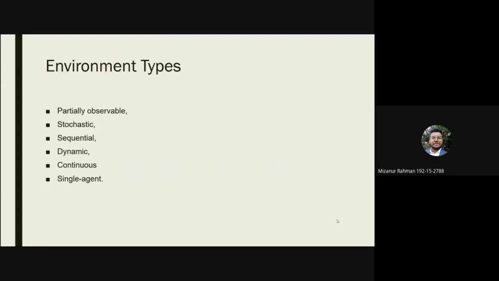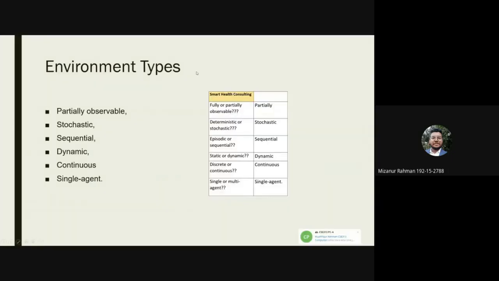So, fully versus partially observable. An environment is fully observable when the sensor can detect all aspects that are relevant to the choice of action. So, in this environment, this agent is partially observable.